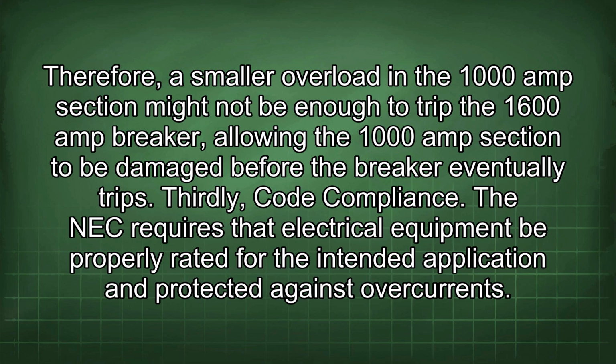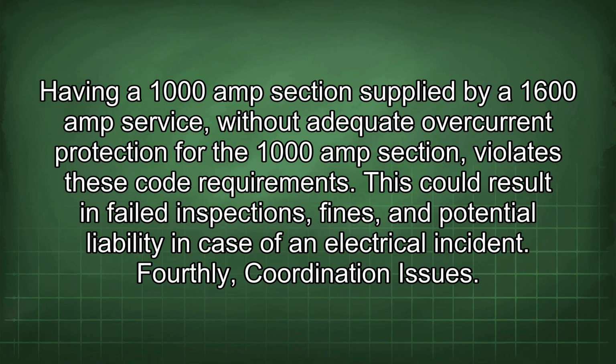Thirdly, code compliance. The NEC requires that electrical equipment be properly rated for the intended application and protected against overcurrents. Having a 1000 amp section supplied by a 1600 amp service without adequate overcurrent protection for the 1000 amp section violates these code requirements. This could result in failed inspections, fines, and potential liability in case of an electrical incident.